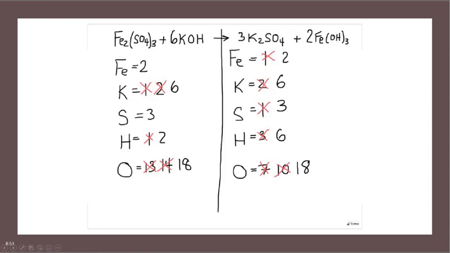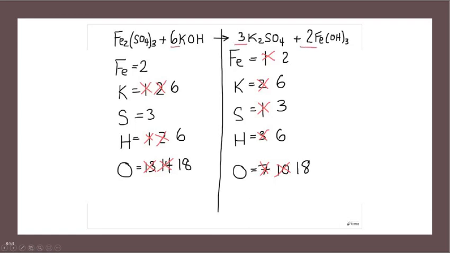I'm going to check the hydrogens. Right here is the only place I find hydrogen. There is just 1 hydrogen times 6, and so I'm going to change this number to 6. And now let's go through and check. Irons match, potassium matches, sulfur matches, hydrogen matches, and oxygen matches. This is our completed balanced chemical equation. So I just had to add a 6 there, a 3 there, and a 2 there.